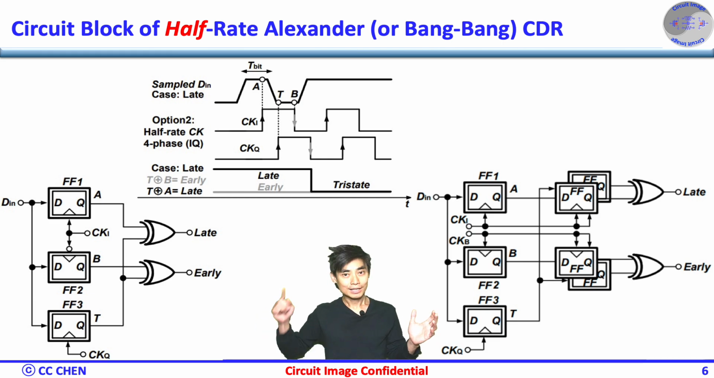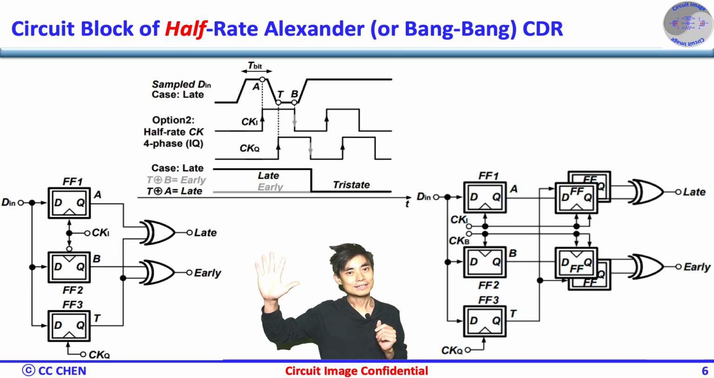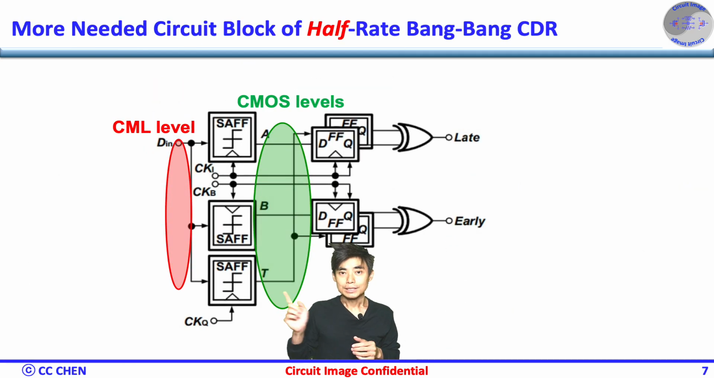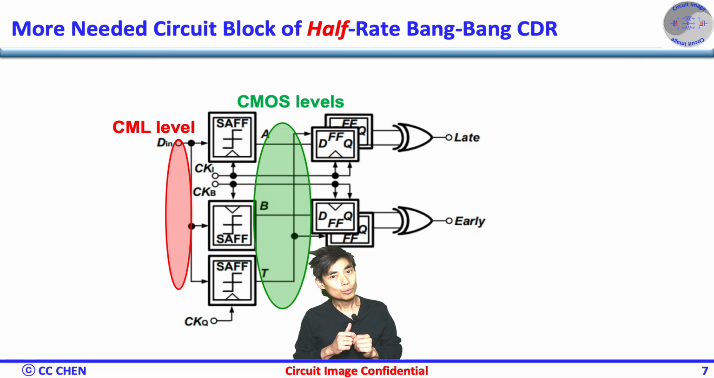What's more? Think about the input swing image of D for 5 seconds. Great. The input swing of the bang-bang PD should be at a CML level, which is not usually big enough after big channel loss and the gain-limited CML buffers like CTLE and VGA. Then we may need the sampler not only to sample the input Din, but also convert the CML level to CMOS level. What's the sampler?